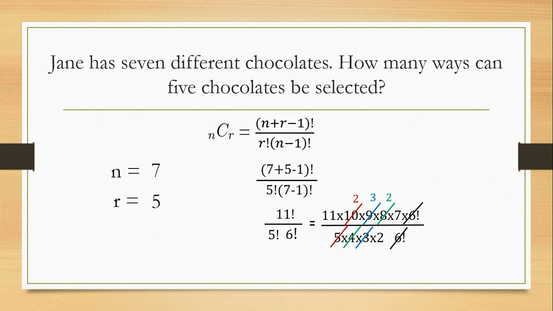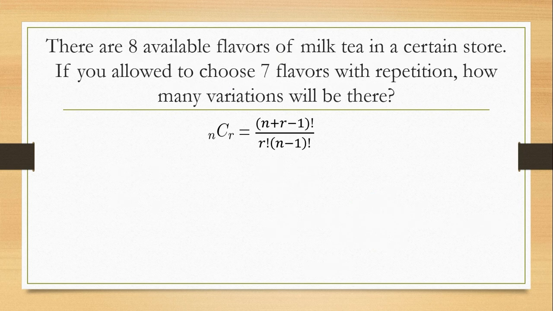So, what else can we cancel here? Since we have 2 in our numerator, we can also cancel 2 in our numerator and also 2 in our denominator. Okay? Now, we only have 11 times 2 times 3 times 7. So, by simplifying, we will get 462. Okay? So, let's proceed with another example.